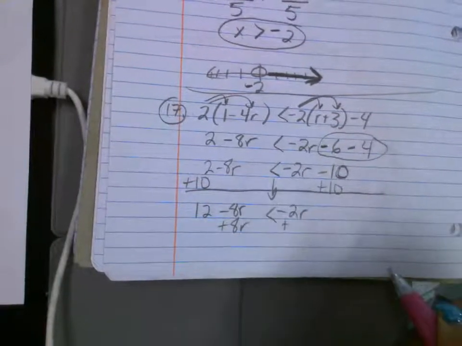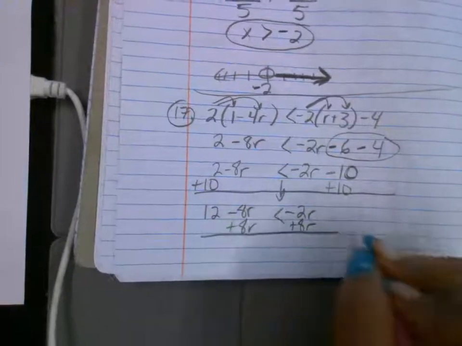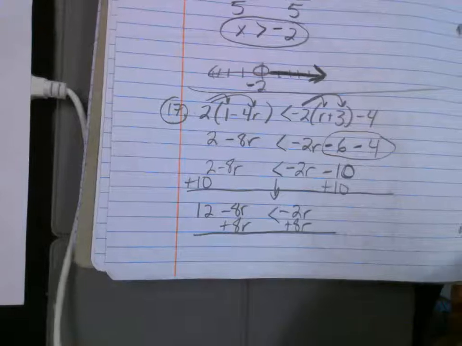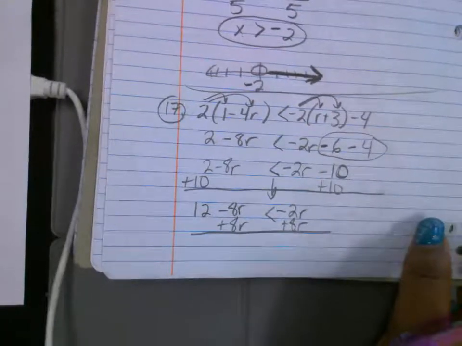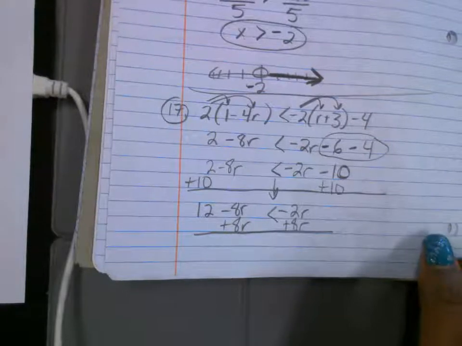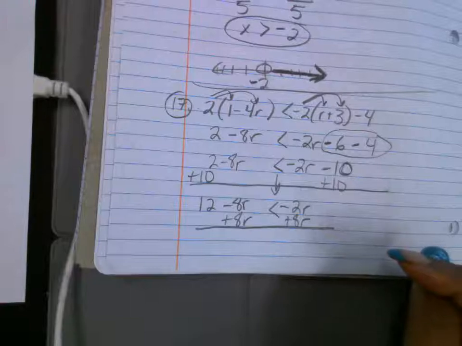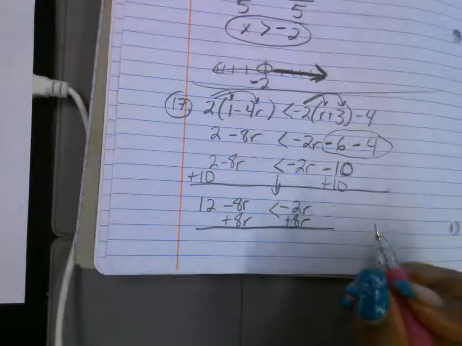Oh, I should have moved the variables first. That's okay, y'all. It's all right. Every now and again, everybody makes mistakes. We're going to keep going because we still should get the right answer, even if you didn't move the variables first. If you do the math right, your answer should be good.